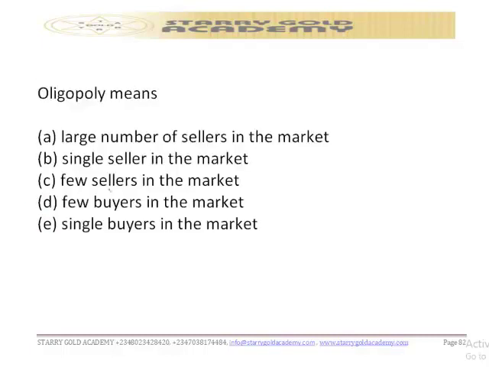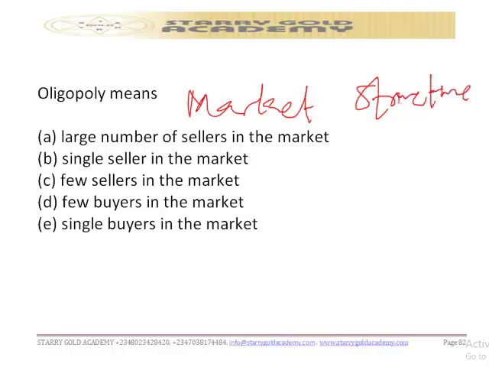Next question. The next one says oligopoly means dash. When I talk about this kind of question, it is from market structure as well. When I read more on market structure, I would understand what types of market we have: perfect market and imperfect market. Under imperfect market, we have subcategories: the oligopoly, the duopoly, the monopsony, and so on. We have the monopoly as well, single seller. When I talk about oligopoly, it means few sellers. When I talk about duopoly, it means double sellers, that is two sellers.